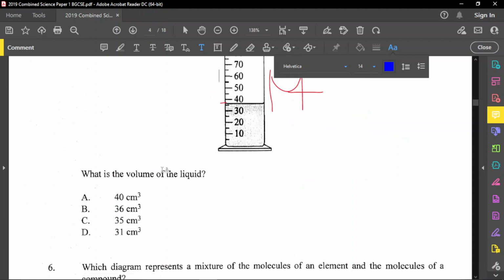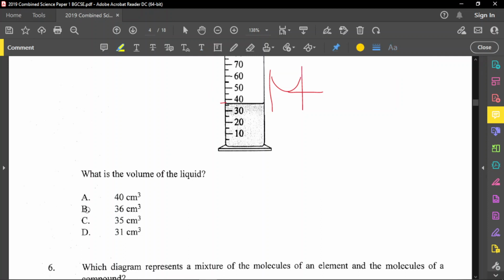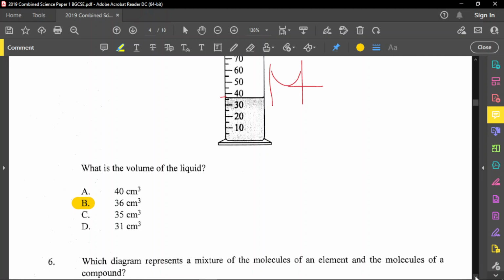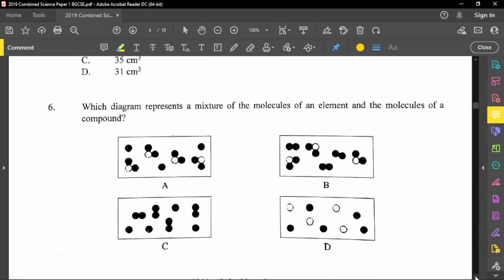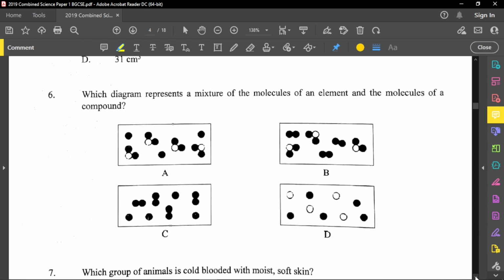And so again, remember we say it's a little bit above 35, right? So therefore it is not 35, it's a little bit above 35. So this would be 36. Just a little tad above 35. So 36. For question number 6, which diagram represents a mixture of the molecules of an element and the molecules of a compound? So we're looking here for elements and also compounds, right? So let's now look and investigate exactly what is happening in the diagram. So let's look at diagram A first.